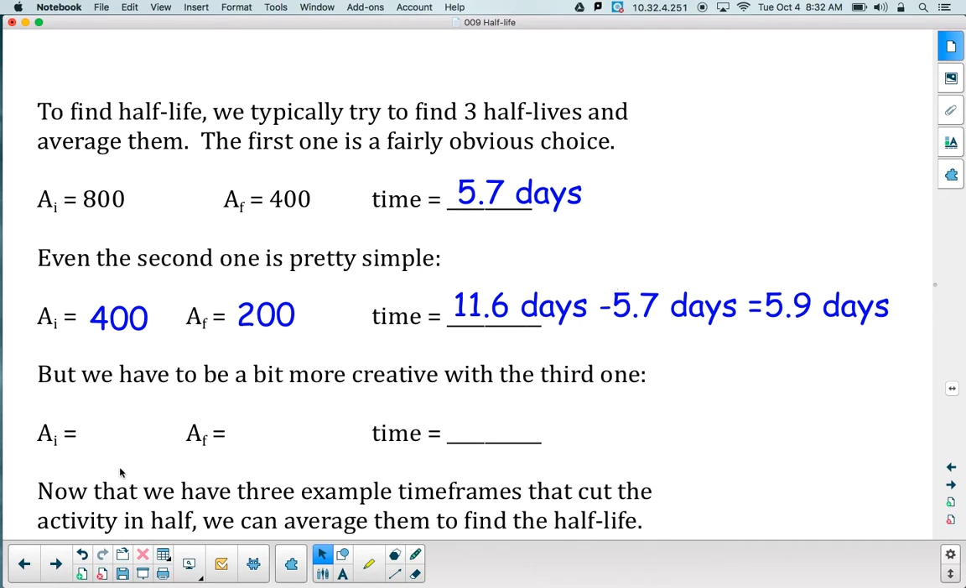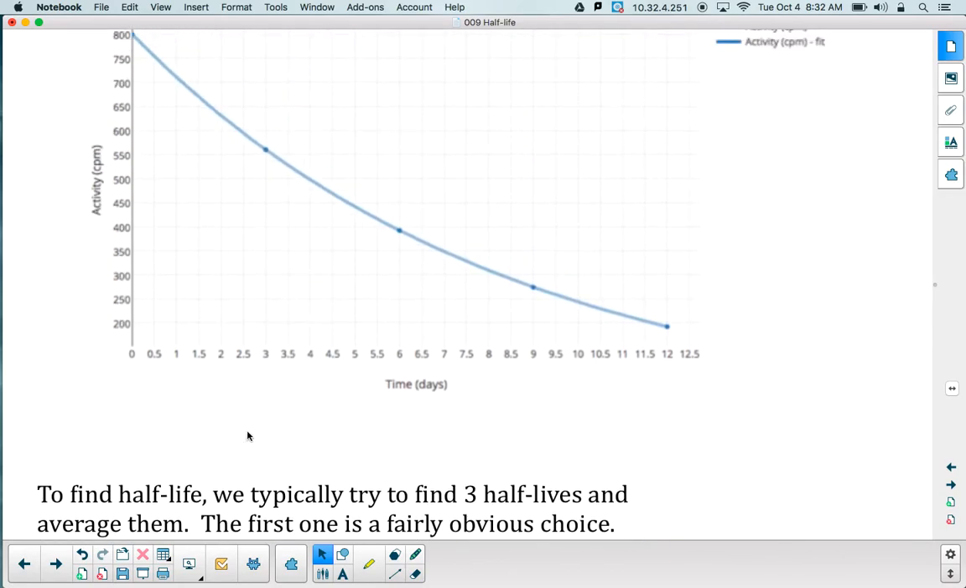Now the next obvious thing to do would be to go from an activity of 200 down to an activity of 100 to cut it in half again. But if you look at your graph, it doesn't go down as far as 100. The nice thing about half-life is it doesn't really matter what you decide to choose for your reference points, as long as it's half of what you started with.